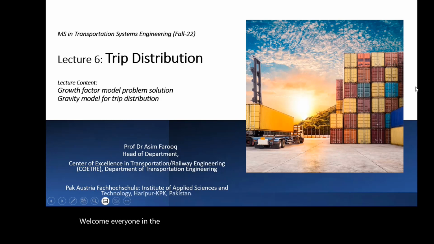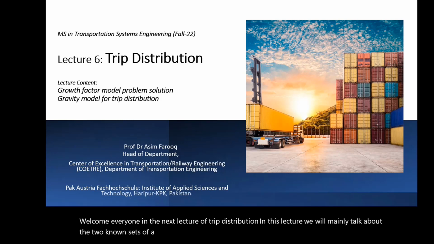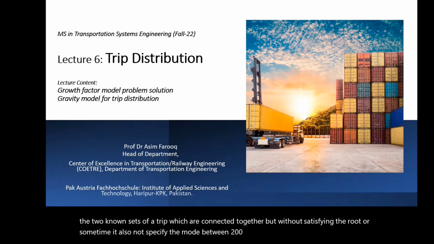In the next lecture on trip distribution, we will mainly talk about the two known sets of trips which are connected together, but without satisfying the route, or sometimes without specifying the mode between the origin and destination matrices as well.